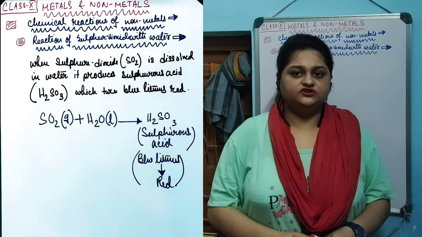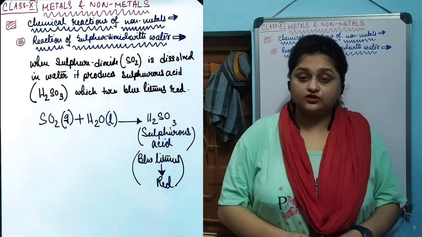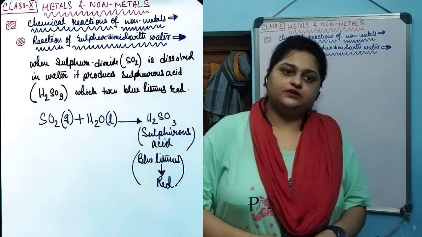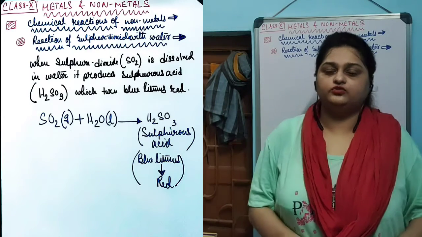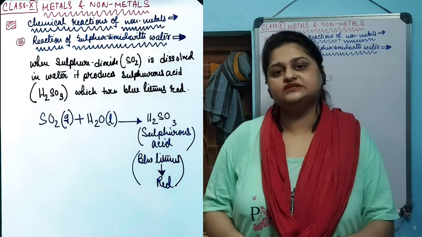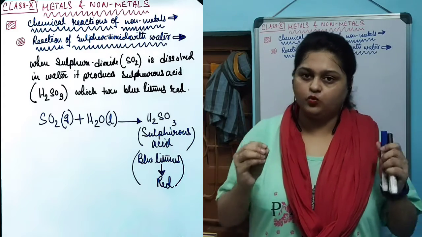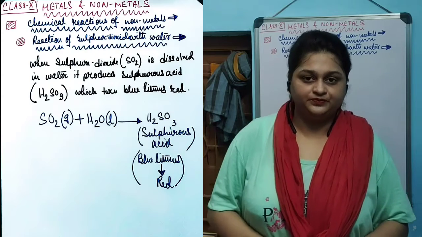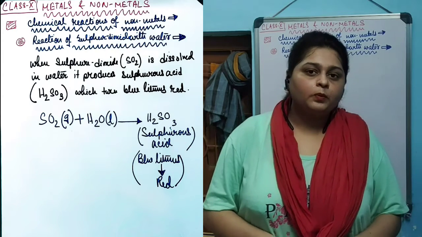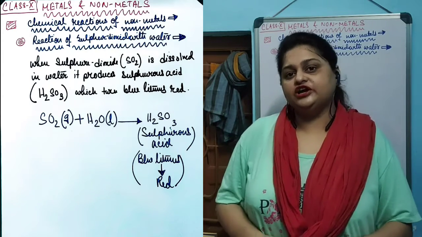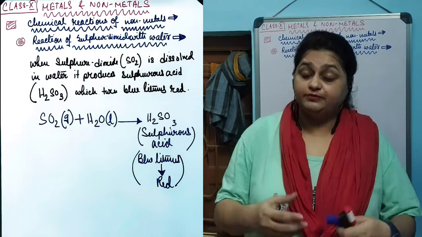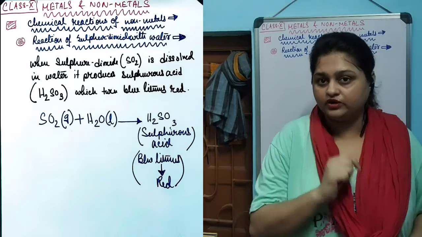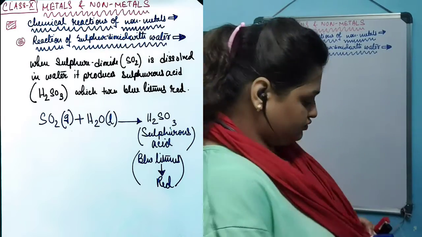SO2, sulfur dioxide, is the oxide of the non-metal sulfur. When sulfur is burned or made to react with oxygen in the air, it produces sulfur dioxide. This is a very well-known reaction. We have all seen this reaction with our naked eyes. But when sulfur dioxide is made to react with water, what is the reaction that will follow? We are going to study that now.